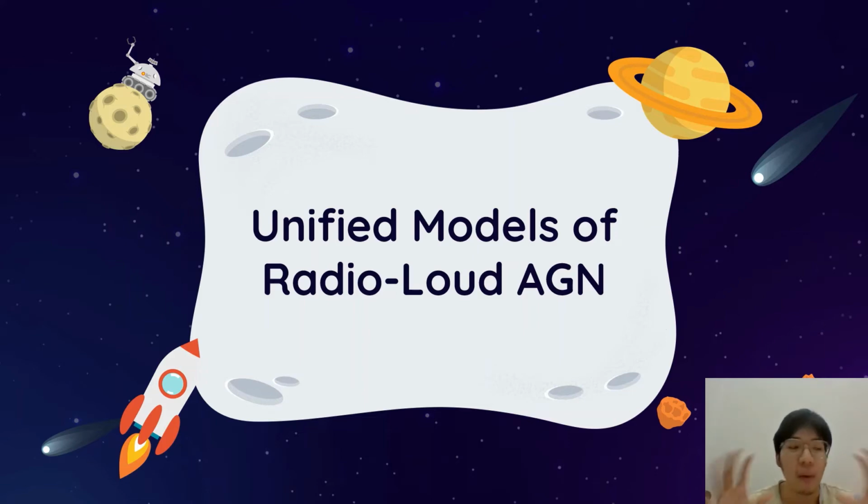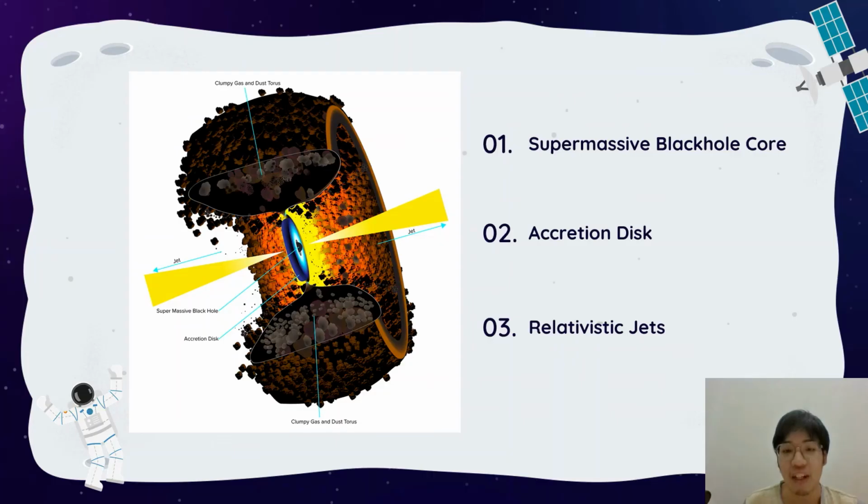Indeed, we can unify all these classes of AGN into one concept. This is known as the unified model of radio-loud AGN. In this unified model, there are three main defining characteristics. First, we must have a supermassive black hole core in the middle. Next is the accretion disk, where infalling materials come from the interstellar and intercluster medium. Third is the relativistic jets, caused by the magnetic field generated by the spinning accretion disk and black hole.